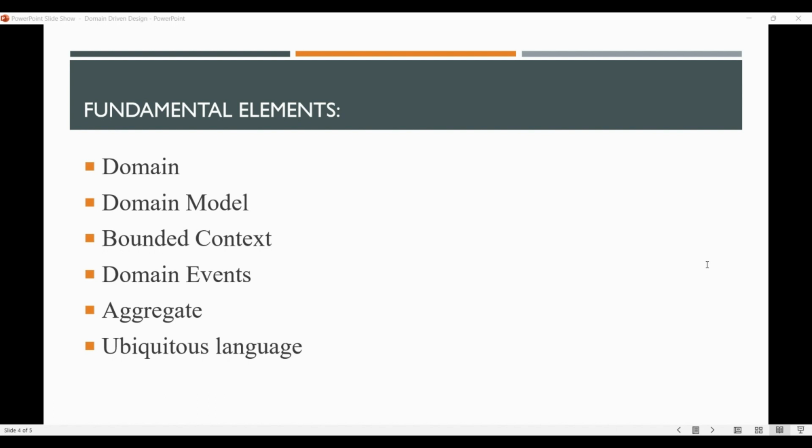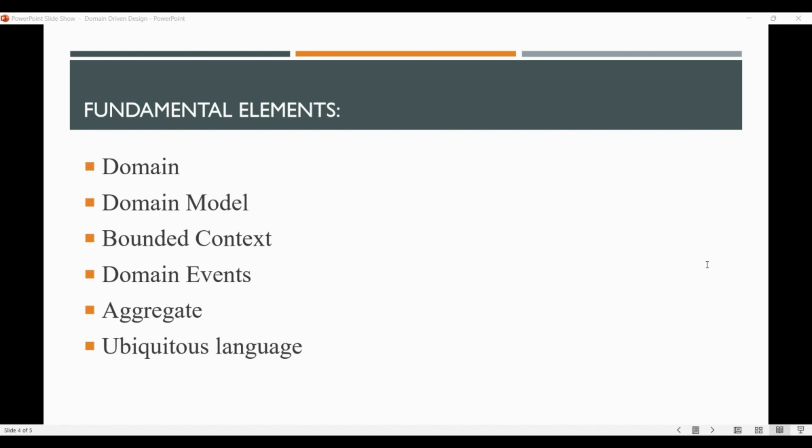Then we have domain events, the events that occur within the domain and have an impact on the problem domain. Another fundamental element is aggregate, a cluster of domain objects that are treated as a single unit. And finally, of course, we can say a ubiquitous language, which is a shared language that is used to communicate and understand the problem domain across different stakeholders.